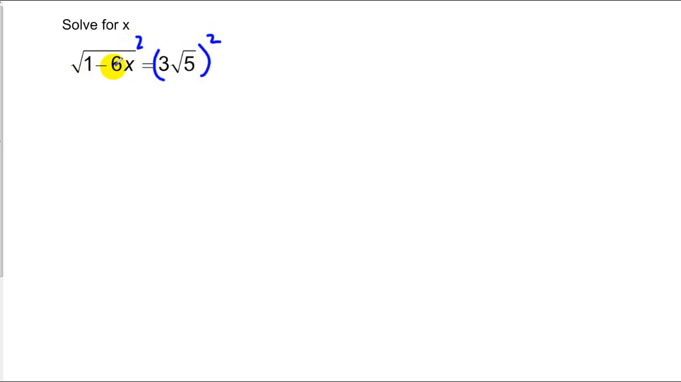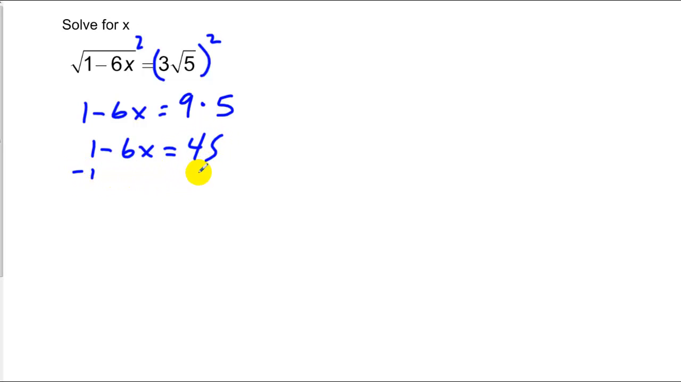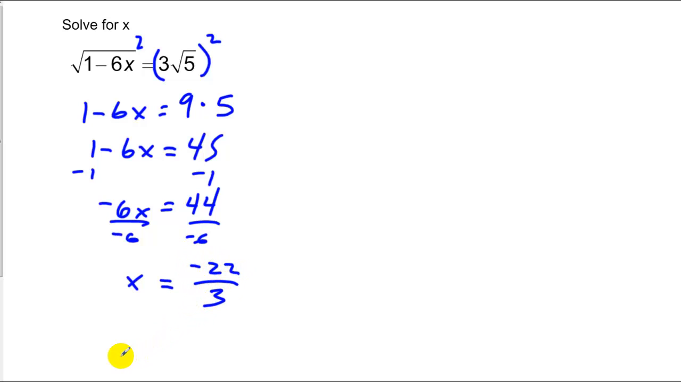And since I'm squaring a rooted part of an equation, that's just going to come out of the root. When I square this, I have to say 3 times 3, which is 9, and root 5 times root 5, which is 5. So I have 1 minus 6x equals 45. Subtract 1 from both sides, and I have 44 is equal to negative 6x. Divide both sides by negative 6. And x equals negative 22 over 3.